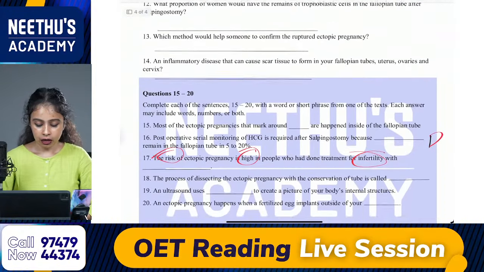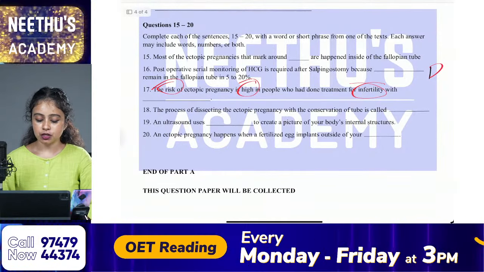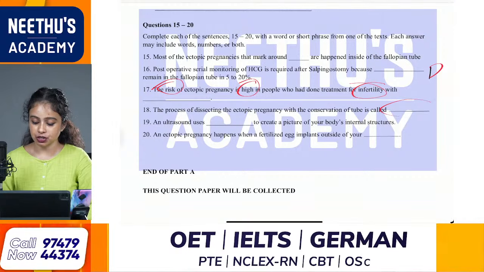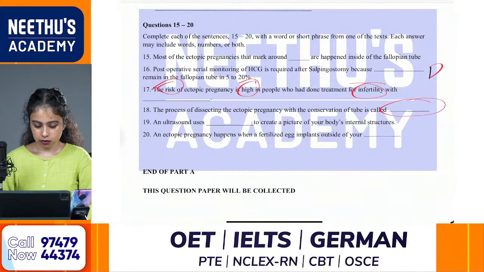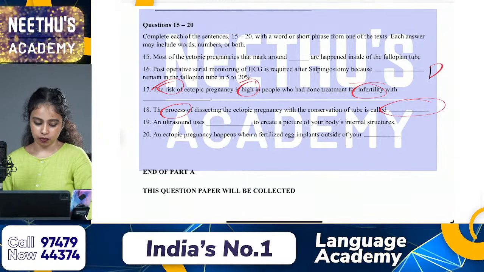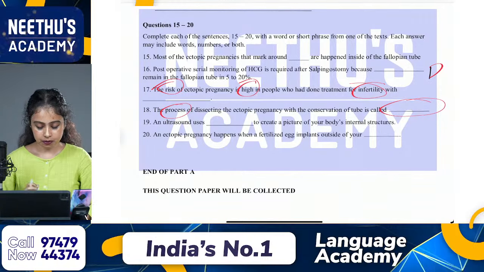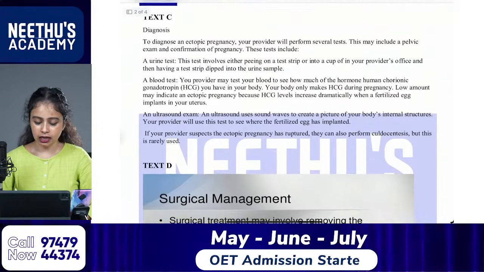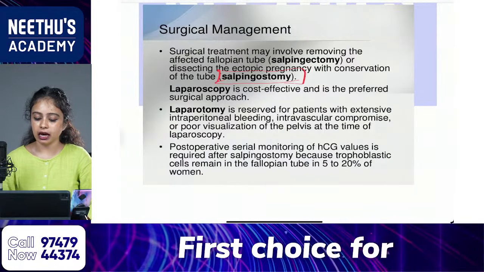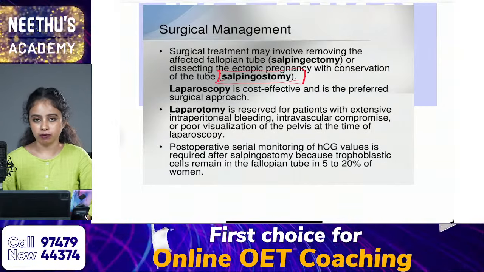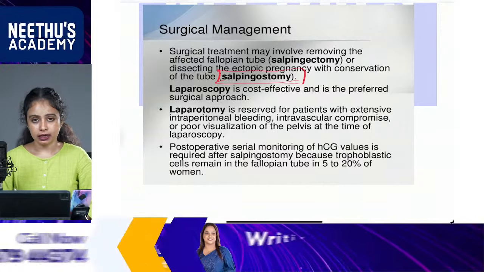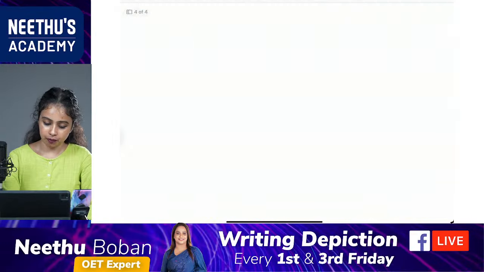Very good. Then 18th one, the process of dissecting the ectopic pregnancy with the conservation of the tube is called dash. What is the name of the tube? Oh, sorry, it is not the name of the tube, it is the name of the process. What is the process called? Okay, so the surgery, the name of the process, is salpingostomy. That should be the answer, which is from text D, the first bullet point.